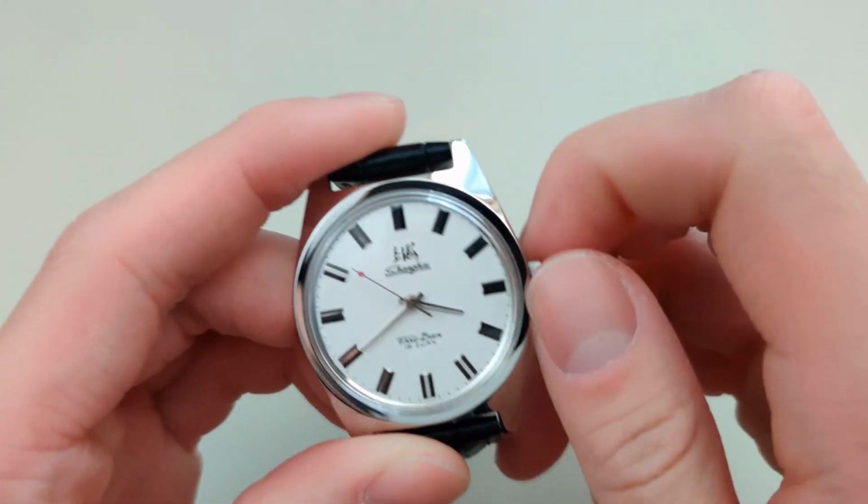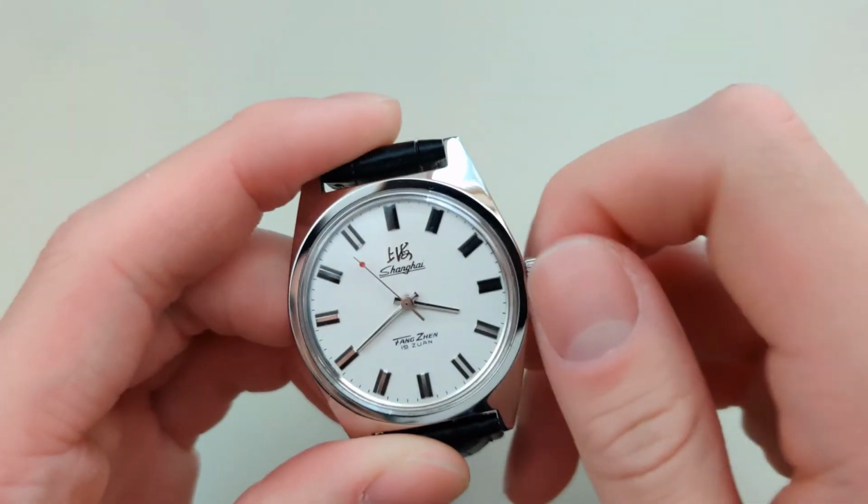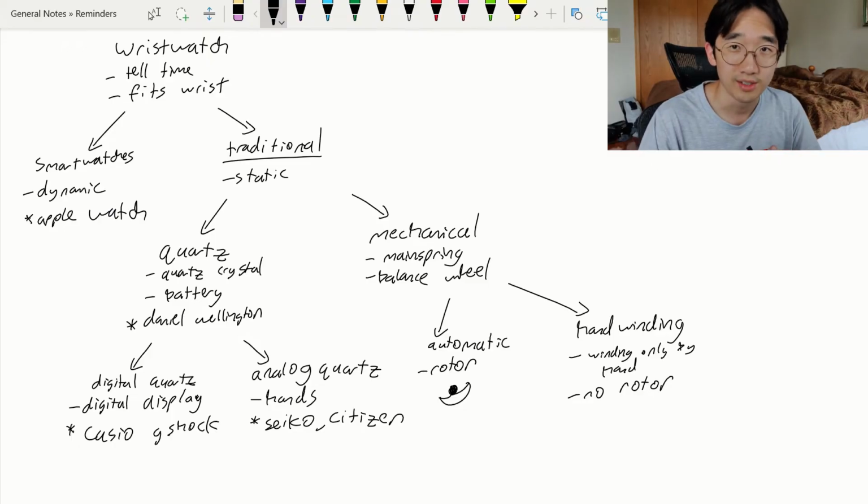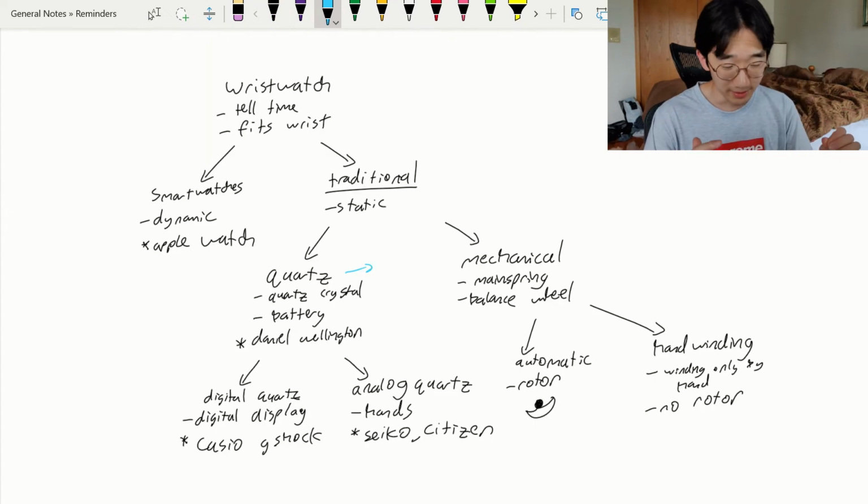So no rotor on the back. So it's a lot more hands-on. You have to wind it with your hand every single day. Whereas automatic watches, as long as you wear the watch somewhat frequently, then it's always wound up for you. So that's basically it. That's the main categories of watches.